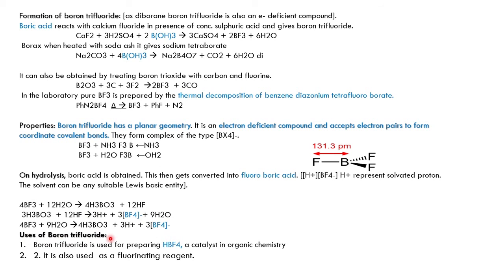Then uses of boron trifluoride: it is used to prepare fluoroboric acid, and it acts as a fluorinating reagent. Till then we will be completing this and stopping with boron. In the next video we'll be seeing the other elements we have not touched, some of the properties that vary, and we'll complete with aluminium. Till then, bye.